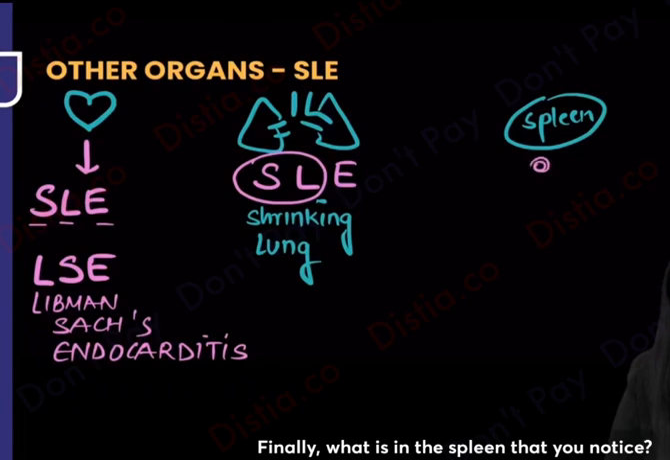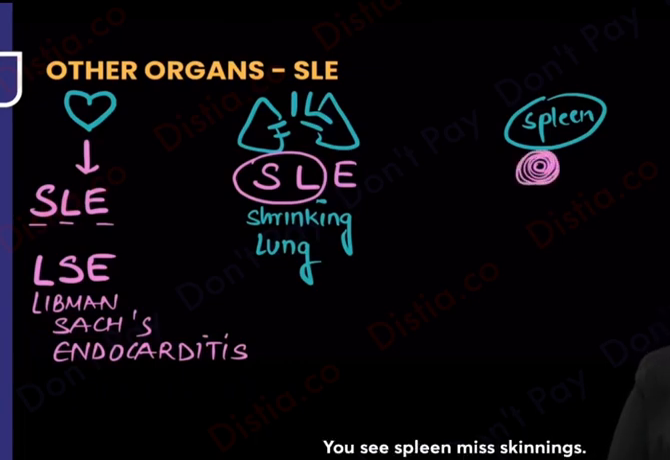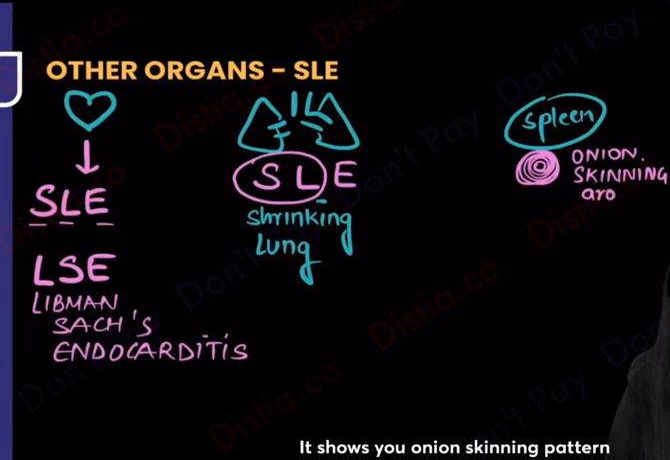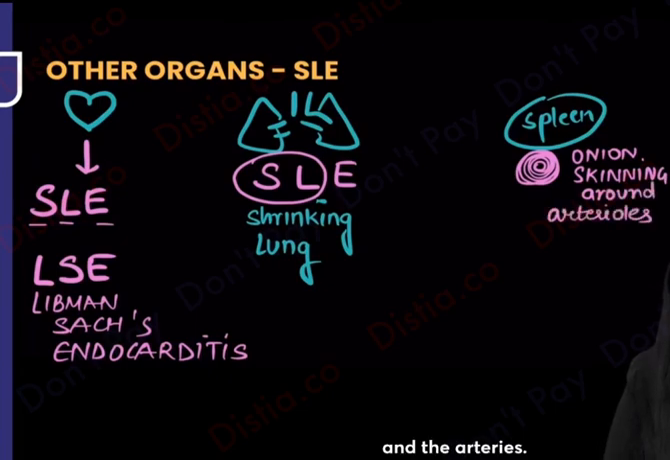Finally, what is in the spleen that you notice? You see skinning in the spleen. Spleen has skinning. So it shows you the onion skinning pattern around the arteries or the arterioles, or the penicillary arterioles and the arteries. That is what you see.